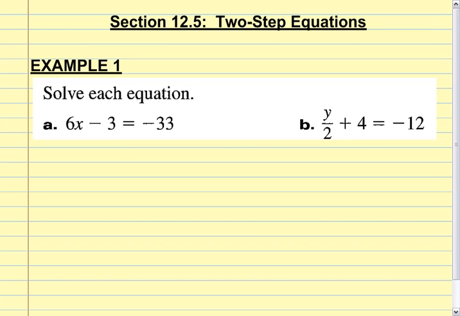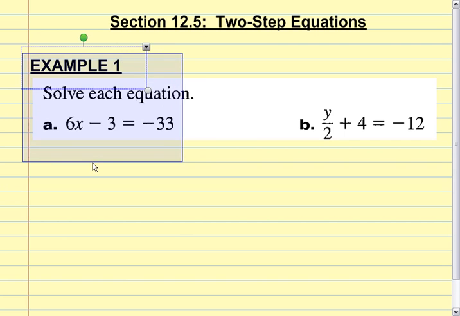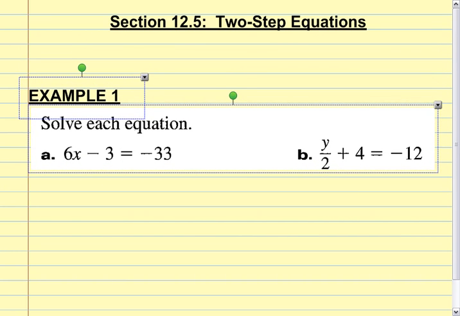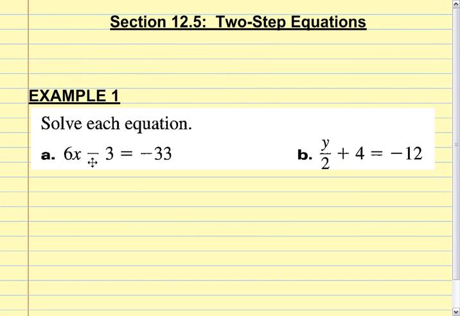Okay, folks, today we've got section 12.5 and it says two-step equations. All right, let's take our time with this. You know, I'm actually going to move this down a bit. Okay, I'm going to scoot it down just a bit. Because there's one rule that I want you to write down.